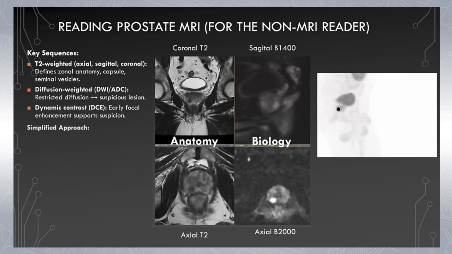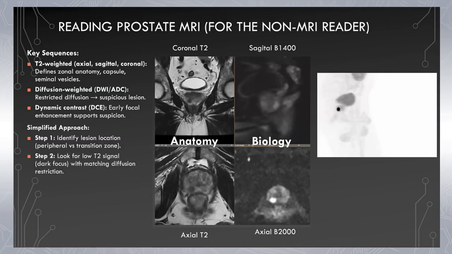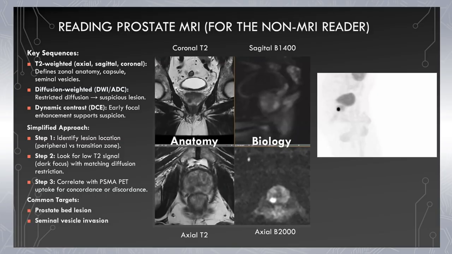So a simplified approach to prostate MRI reading is as follows. Step 1, identify the lesion location. Is it in the peripheral zone or the transitional zone? Step 2, look for low T2 signal or dark focus with matching restricted diffusion. Step 3, correlate with PSMA PET uptake for concordance or discordance. Common targets, we look for the prostate bed, we look for the seminal vesicle, and then we look for evidence of extracapsular extension. So let's look at an example.